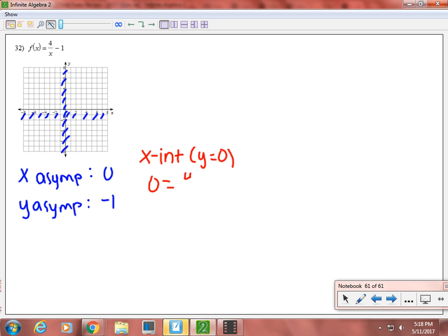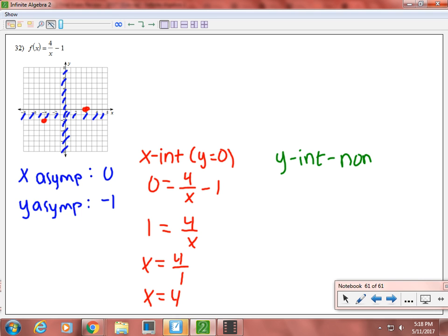So I have 0 equals 4 over x minus 1. Add 1 to the other side, I get 4 over x. Flip-flop, and I get x equals 4 over 1. So x is 4. Okay, so for x to be 4, on the x-axis at 4. This is over 4 and up 1, so I'm going to go back 4 and down 1. So then I'm going to do my y-intercept. Well, I can't hit the y-axis, okay, because of the asymptote. So there is none there.